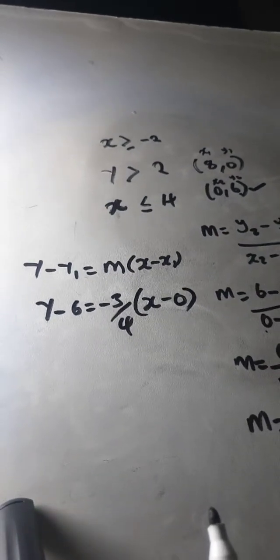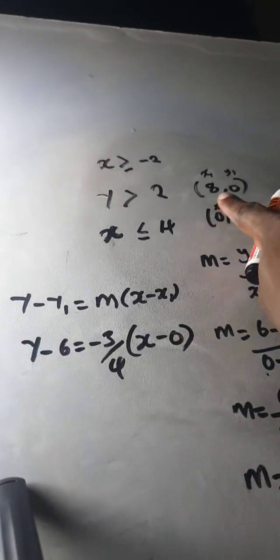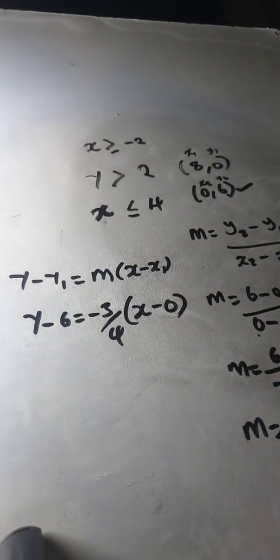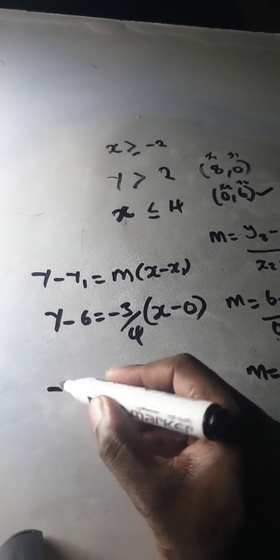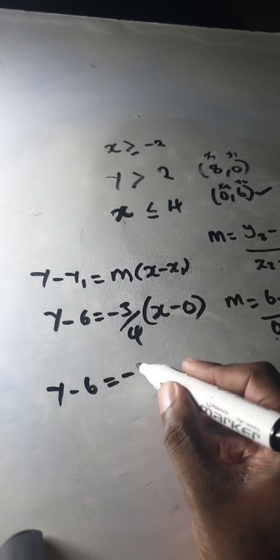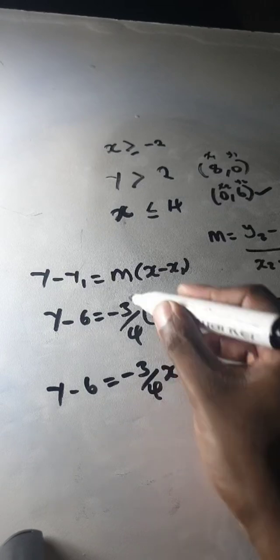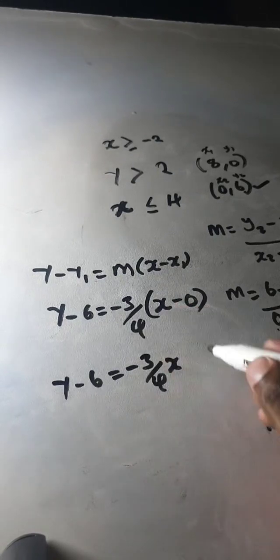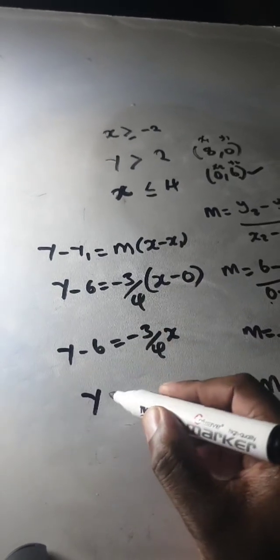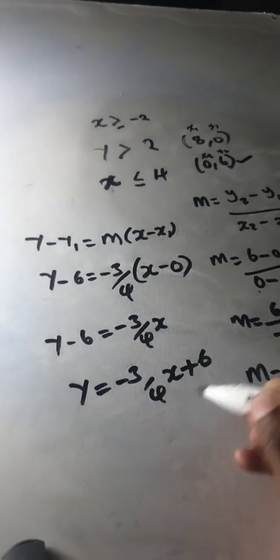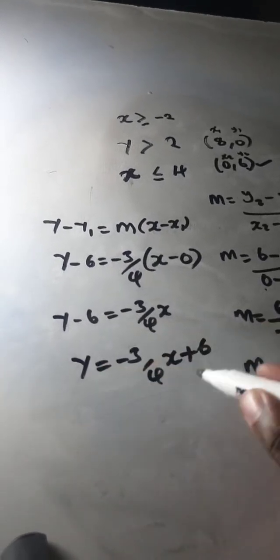Or better still, it would have been a walkover if I used that one. But either way, I'll use both so that you see that whichever point you pick, you get the same equation. So we have y minus 6 is equal to negative 3 over 4 times x. Negative 3 over 4 times 0 is 0. Then this going that side, it will be y is equal to negative 3 over 4x plus 6. This is the equation we need.